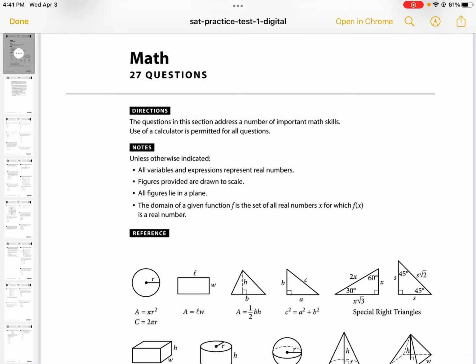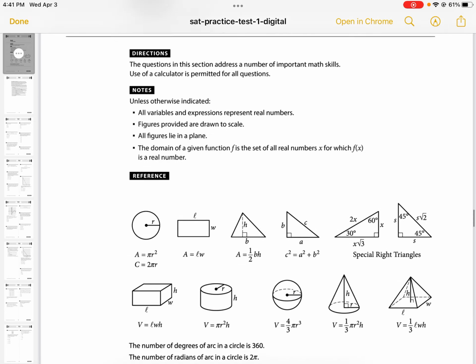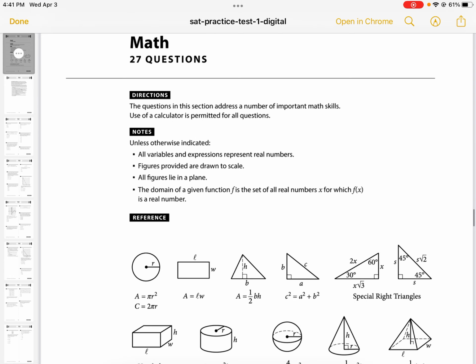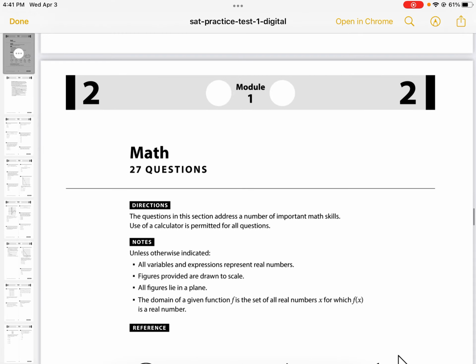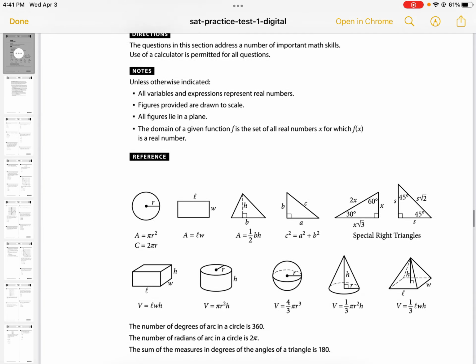Alright guys, today we're going to be walking through a SAT practice test that is in the digital format. We're going to be going through the math section. This test isn't adaptive. This is a sample test released by the College Board to show us what math questions on the digital SAT might look like. And today we'll be going through the first module. So let's get started.